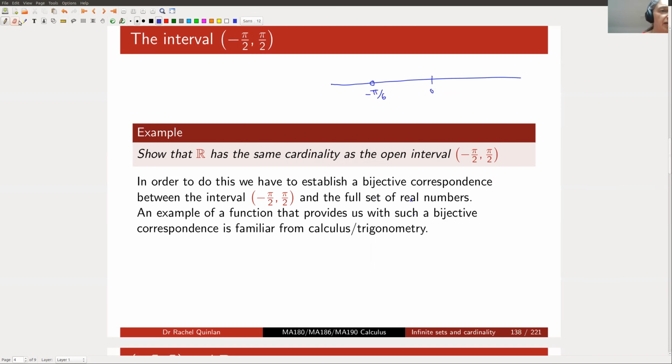Pi over 2, that is, not pi over 6, sorry. Pi over 2, and plus pi over 2 is over here. Again, it's something like 1.55 roughly. So pi over 2 is over here.